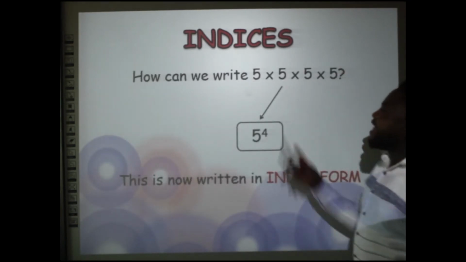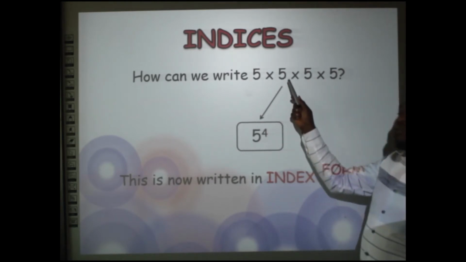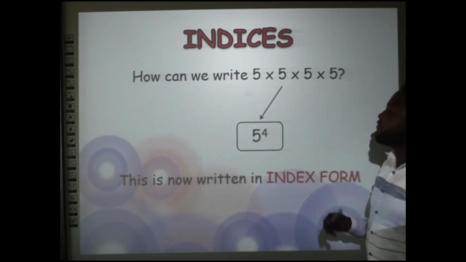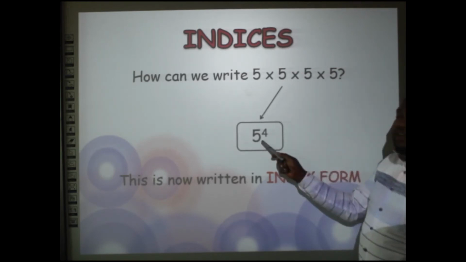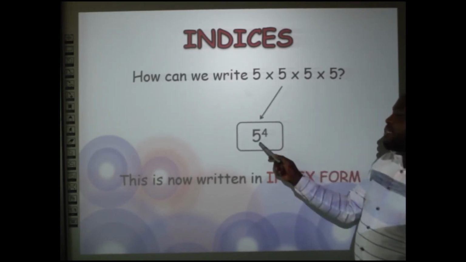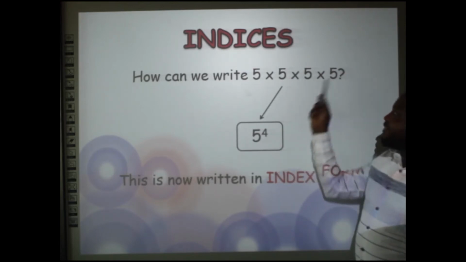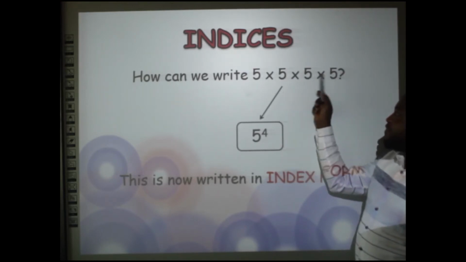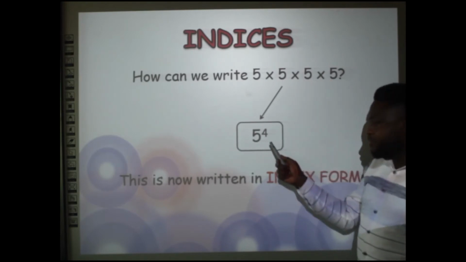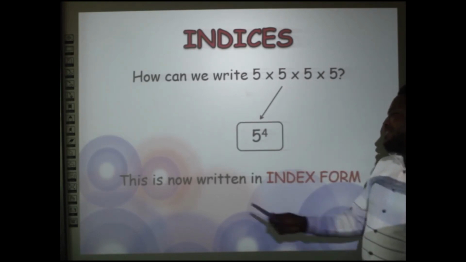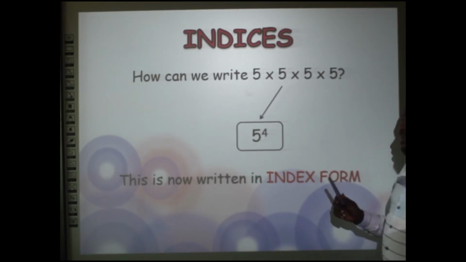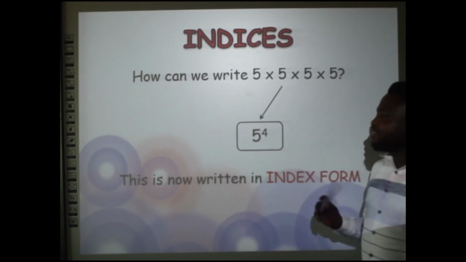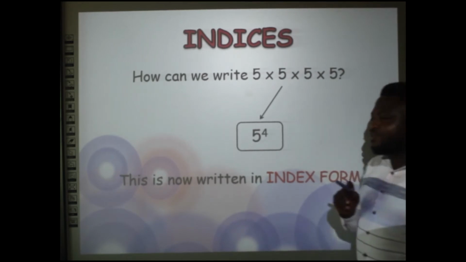Now look at this. How can we write 5 times 5 times 5 times 5? The base is common, that is 5. You are going to write 5 as a common base. How many times do you have 5 here? 5 appears 4 times. So that will give you 5 raised to the power of 4. This is now written in index form.